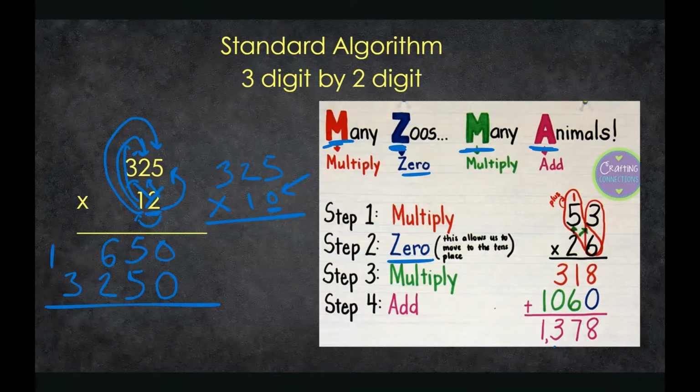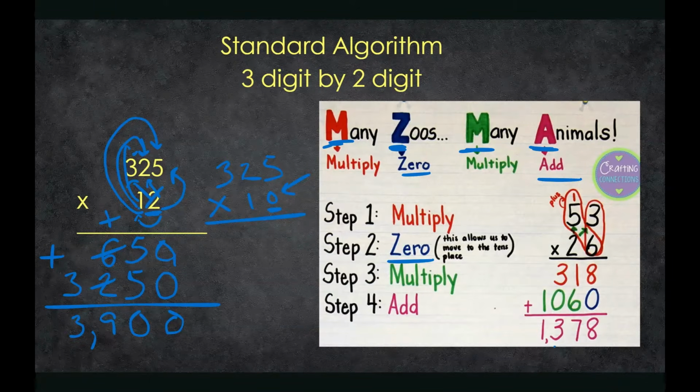And then last step is add. We're just going to add those numbers up. 0 plus 0 is 0. 5 plus 5 is 10, so I'm going to regroup. 6 plus 2 is 8, plus 1, 9. And then we just drop the 3 down since it's by itself. And our product is 3,900.